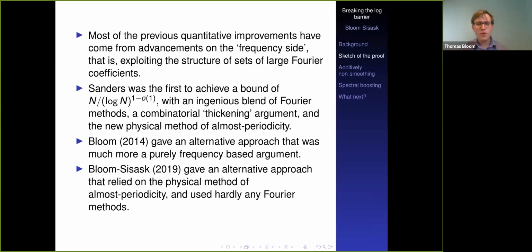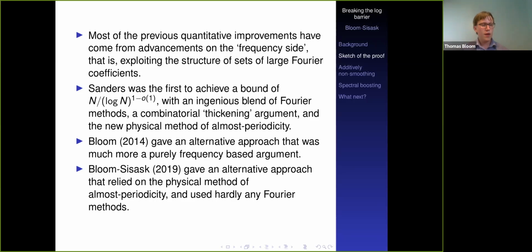In terms of what the proof involves, I first of all want to give a bit of a preamble on the type of methods that it uses. In general, most of the previous improvements have come from a new idea on the frequency side. The idea of translating the problem about 3-term progressions into a problem about Fourier coefficients goes all the way back to the original approach of Roth. And then a lot of these quantitative improvements have come from a new idea, or several new ideas, about how to really work with these sets of large Fourier coefficients and understand the structure in them.